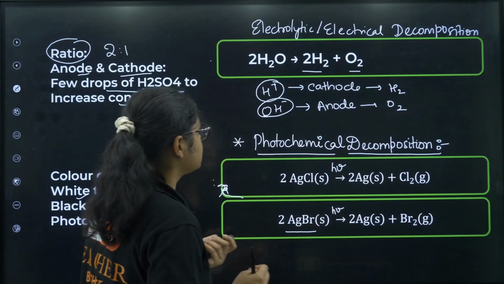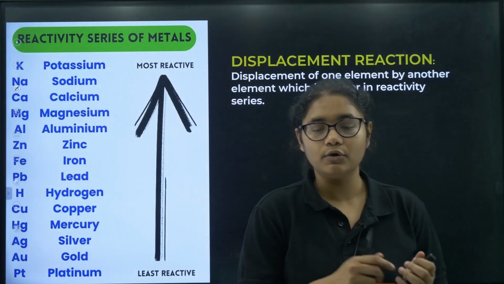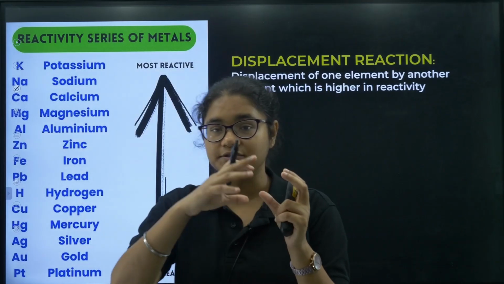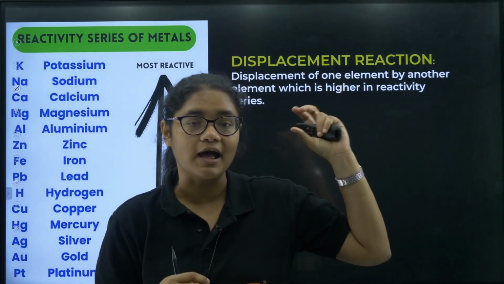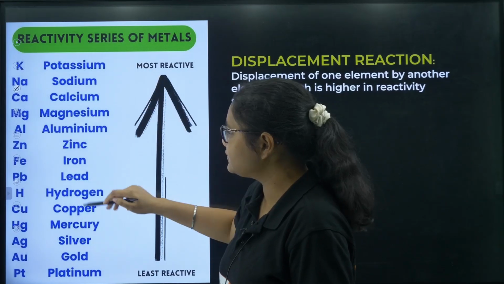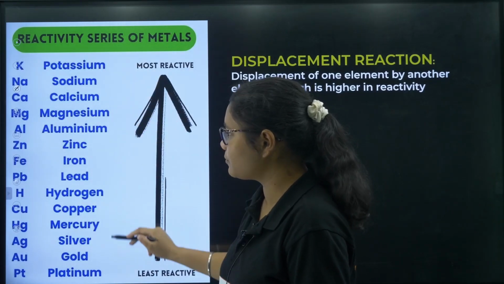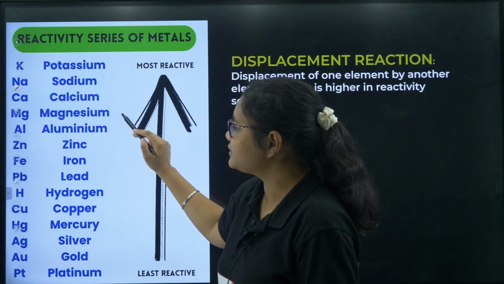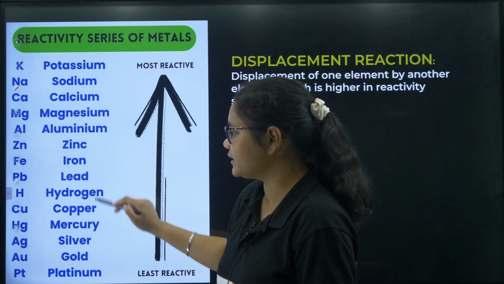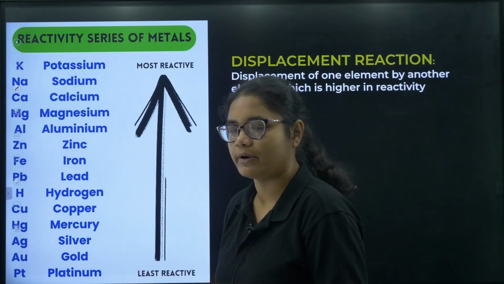Next, moving to displacement reactions, one element replaces another element, and the element which is replacing must be higher in the reactivity series. For example, sodium and potassium can displace all these elements, sodium can displace from calcium to platinum, magnesium can displace aluminium to zinc, aluminium can displace zinc to platinum, zinc can displace iron and the elements below it, right.